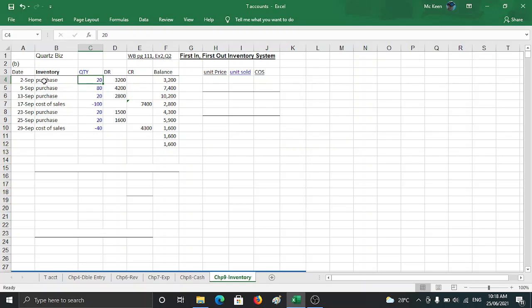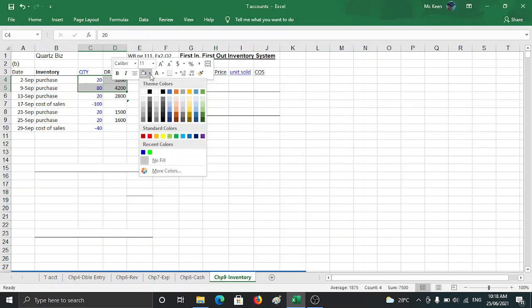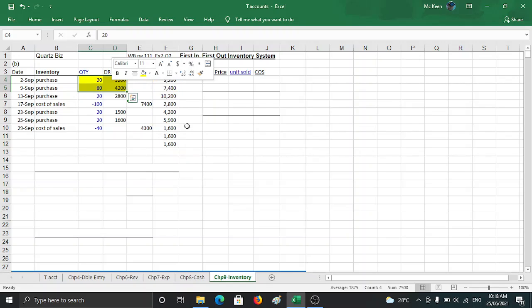So first the stock comes in on 9 September, and the costs are different, so you have to record it based on the actual cost incurred. Then another batch comes in. Then 17th September there was a sale of 100 units. So what does this tell you? The 100 units will have to be the first two batches that come in that equal 100.